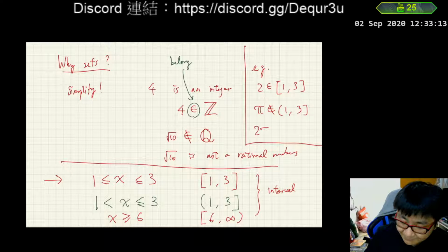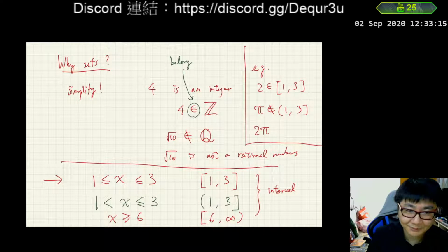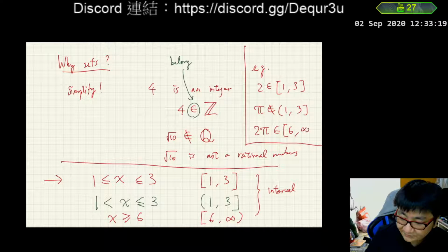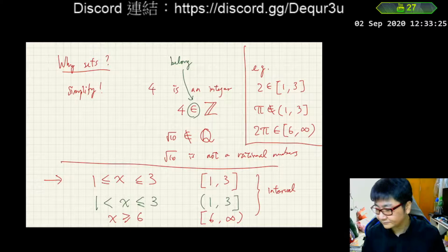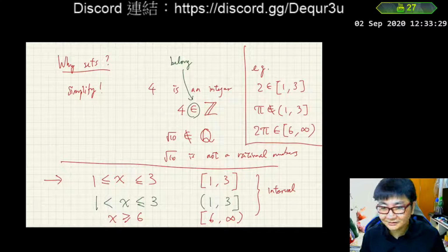And finally, 2 pi, then it will be double of pi, then it will belong to the 6 and infinity set. Okay, so this is also kind of a symbol for sets. Then time is nearly up.